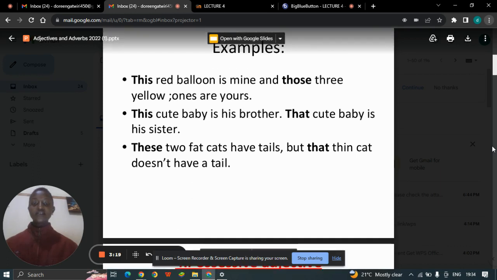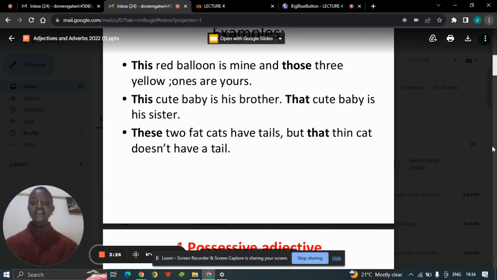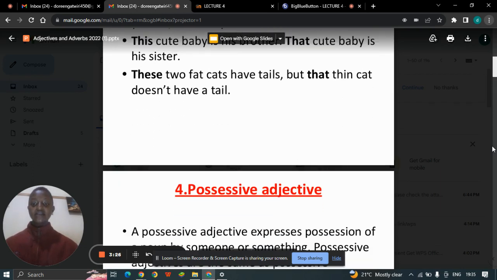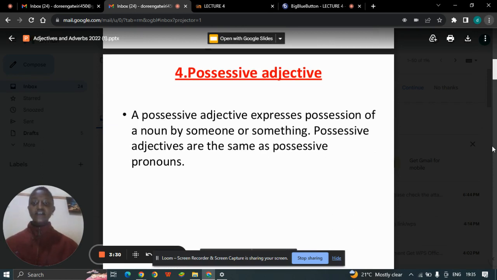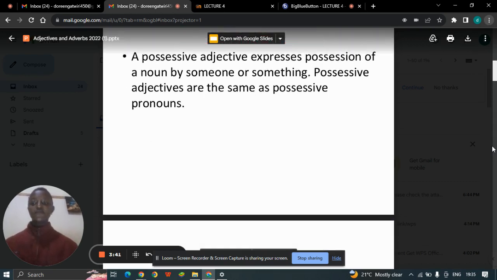This cute baby is his brother. That cute baby is his sister. So we have this and that respectively. Number four, you have the possessive adjective. The possessive adjective expresses possession of a noun by someone or something. Possessive adjectives are the same as possessive pronouns.